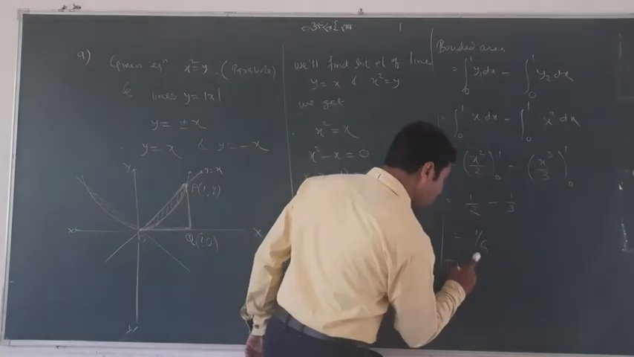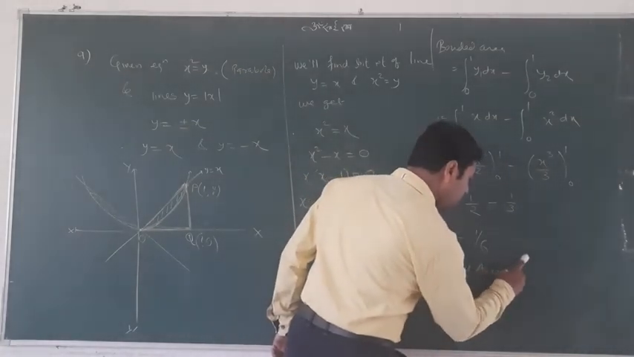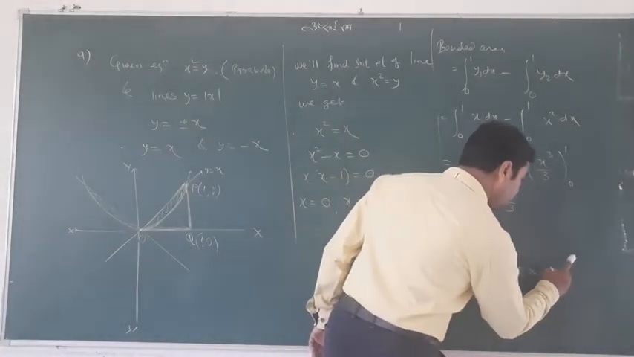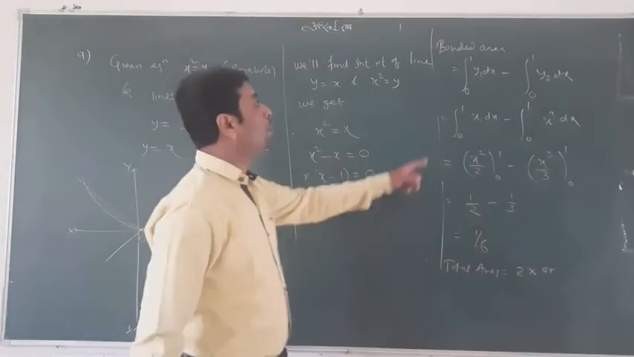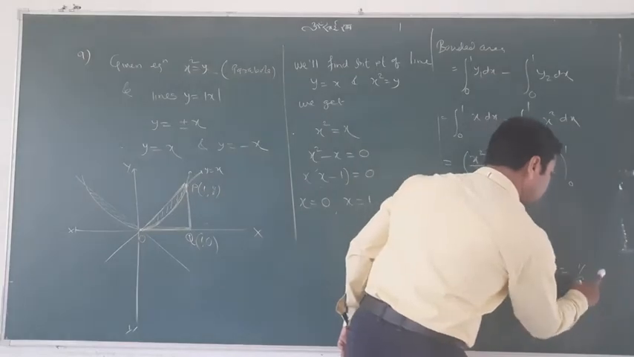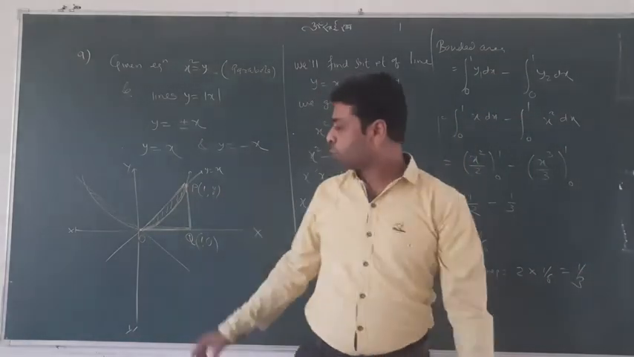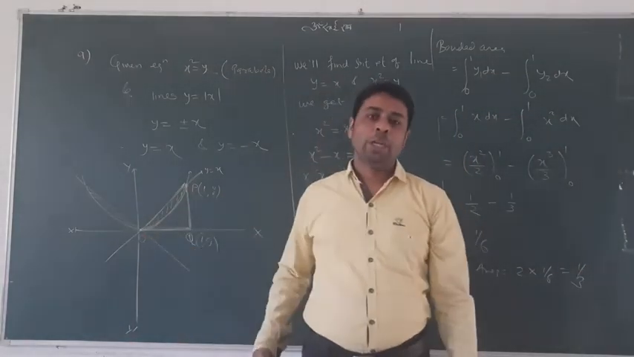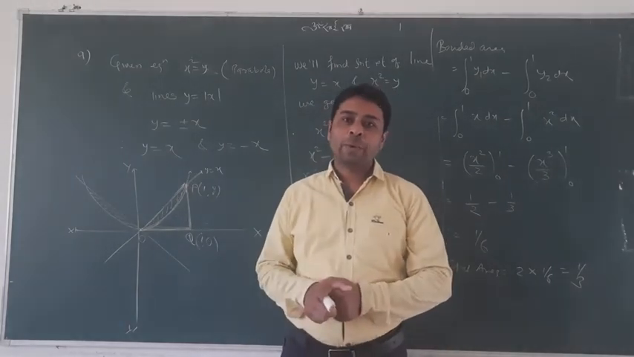We have two same areas, so I'll write here total area is equal to 2 times the area of this bounded area. So I'll write 1 by 6 directly, and we have the answer 1 by 3, which is the combined area of these two regions. So this was a simple concept, but very interesting.